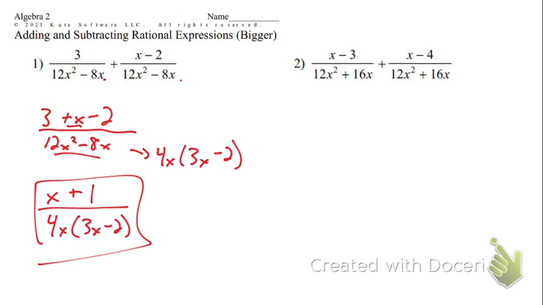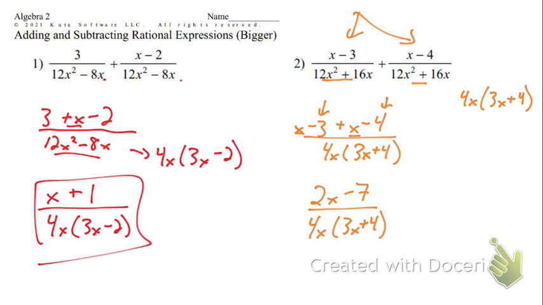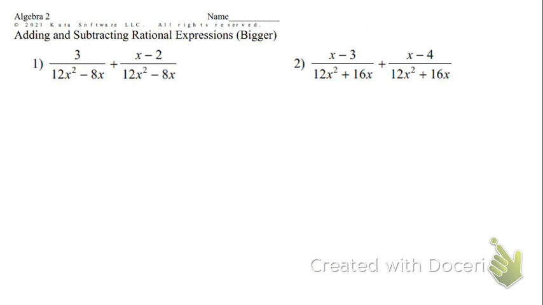Changing the color. My denominator, I'm going to go ahead and factor it first. So these are the same thing. I'm going to take out a 4x again, and I'll be left with 3x plus 4. All right, so 4x, 3x plus 4 in parentheses. Now, here and here, I'm just adding these two. So it's going to be x minus 3 plus x minus 4. So x plus x is 2x. Negative 3 minus 4 is negative 7. This is all over 4x, parentheses 3x plus 4. Nothing goes away, so that's our answer right there. Done. All right, moving on.